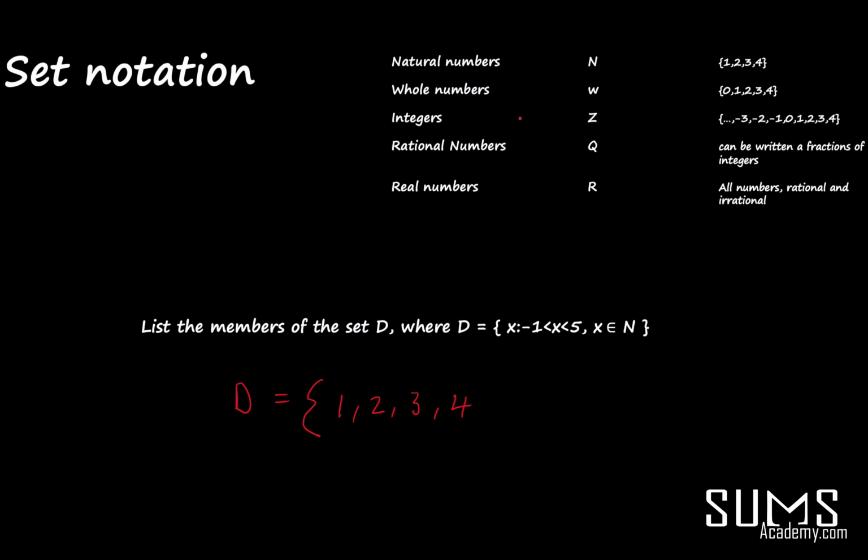And natural numbers means you can't have any fractions like that. You can't have anything bigger than 4 really, because the next step is 5, and it needs to be less than 5. So that's your final answer there.